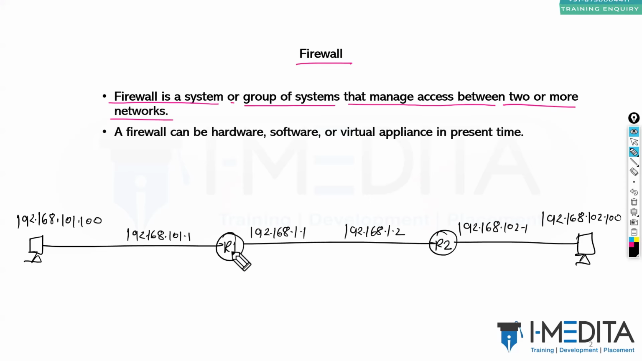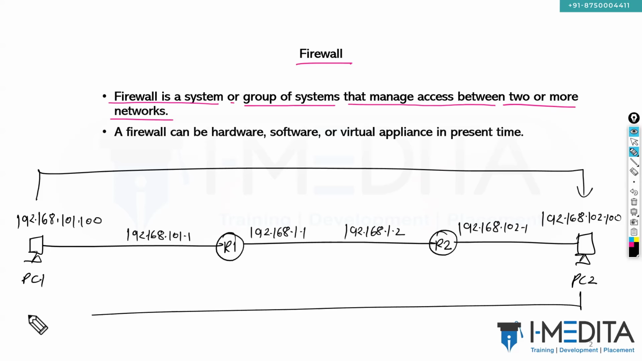192.168.102.100. Now, if we configure IP addressing and routing, we can make it possible that PC1 can communicate with PC2 and PC2 can communicate with PC1. This will happen after IP addressing and routing. Now, our requirement is this: PC1 should be able to communicate with PC2, but PC2 should not be able to communicate with PC1. To obtain this result, we have to use a firewall, and this firewall will be deployed in place of the router. You can use a single system.